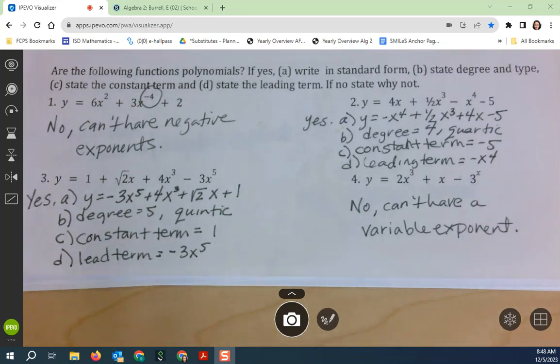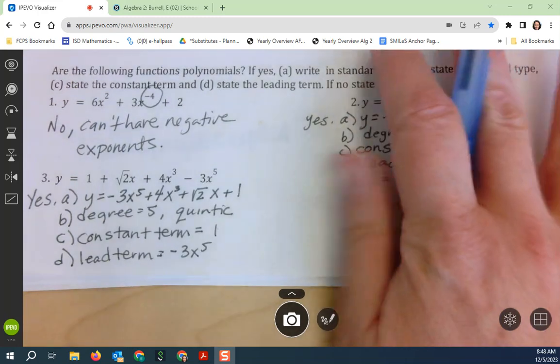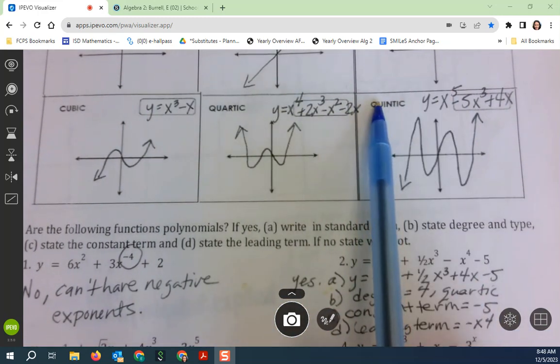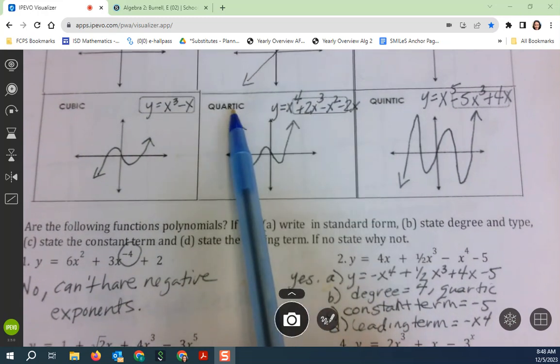Oh, you just need to know the names from the top, from the paper here. So if the degree is 5, it's quintic. If the degree is 4, it's quartic.